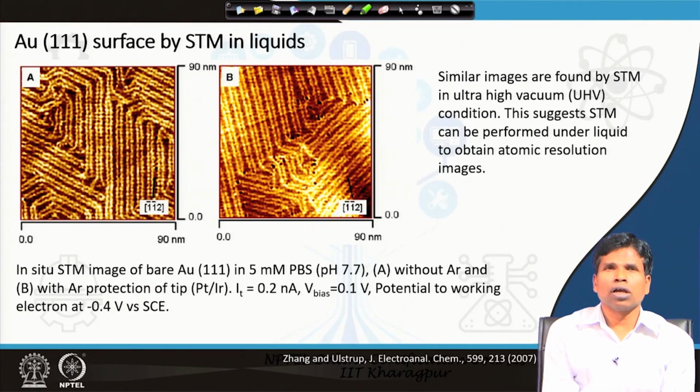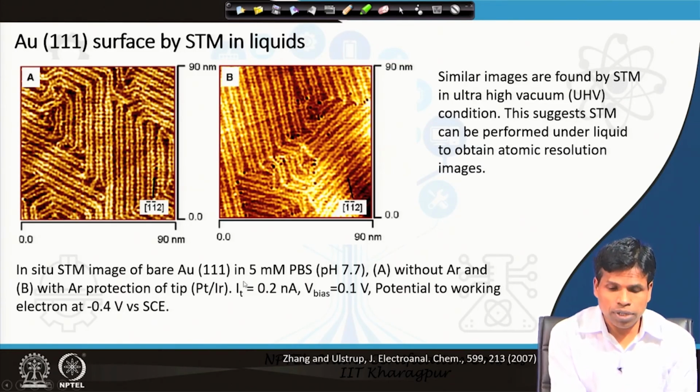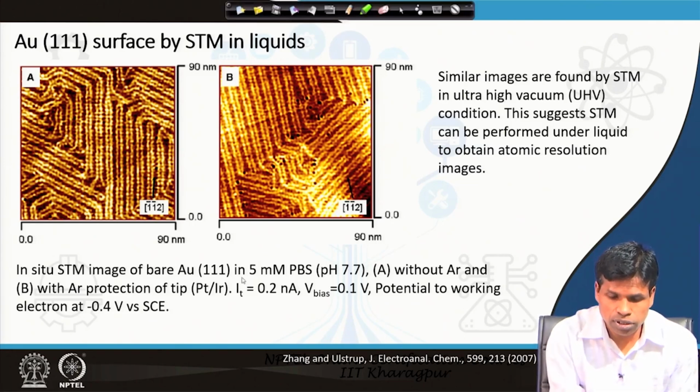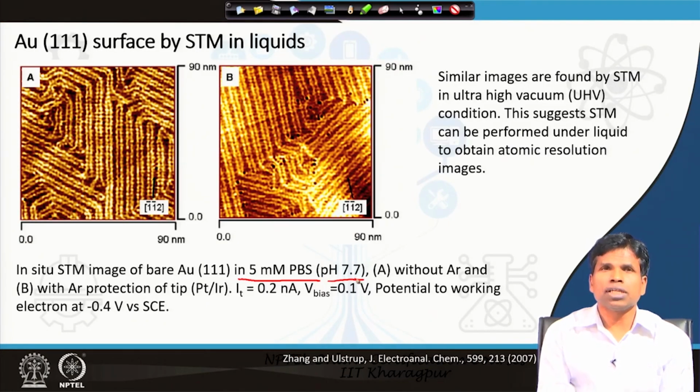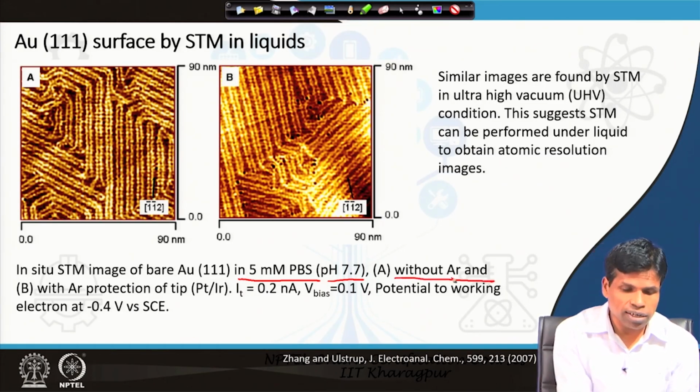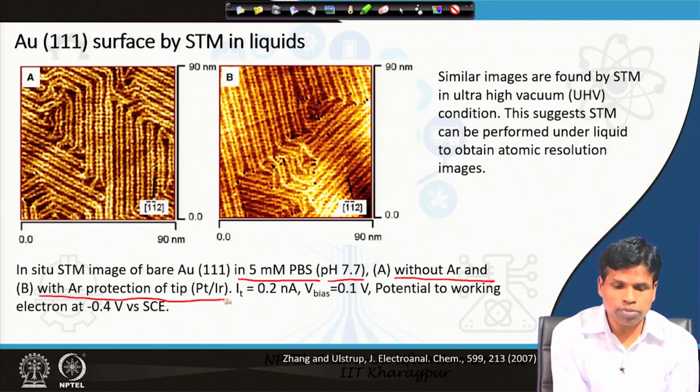This is an example of a gold sample, a gold 1-1-1 surface image collected under liquid, and in this case the liquid was 5 millimolar phosphate buffer solution at a pH of 7.7. This image was collected in two conditions. One was without argon, and another was with argon protection of the tip.